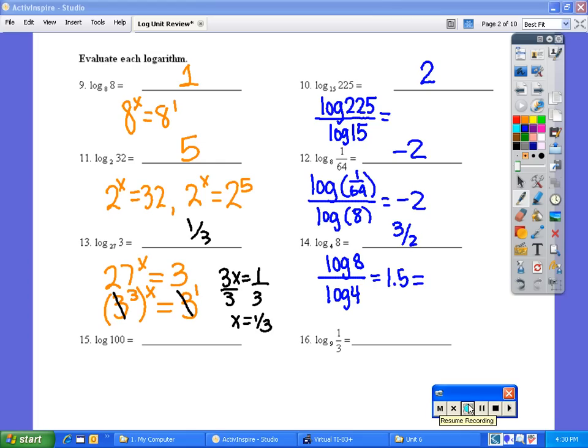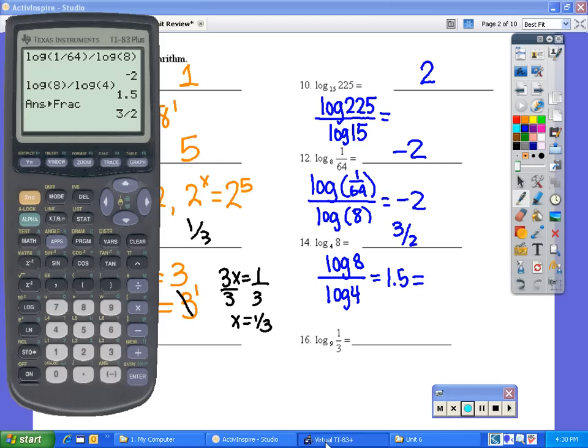Alright, the next one you can just put into your calculator because it's base 10. So you can just put in log of 100 into your calculator, and you wind up getting 2.